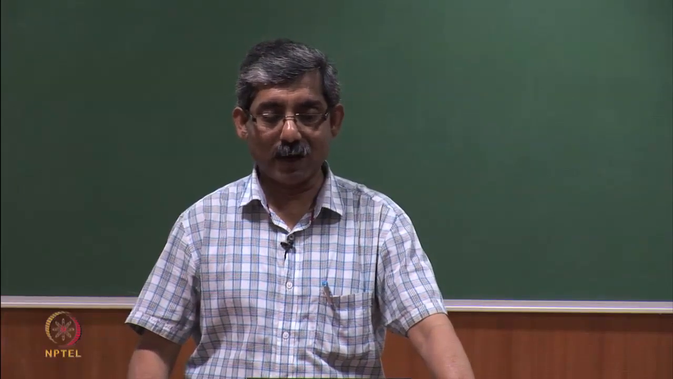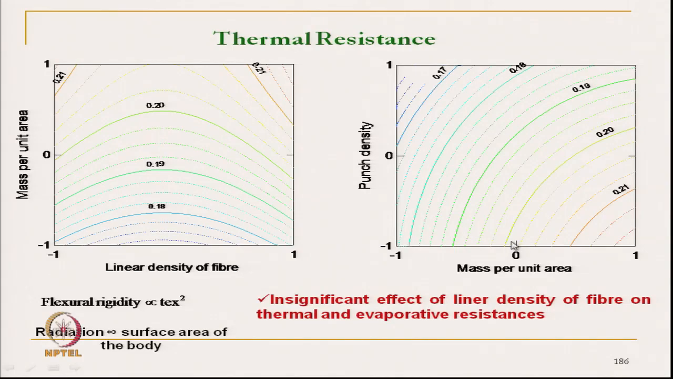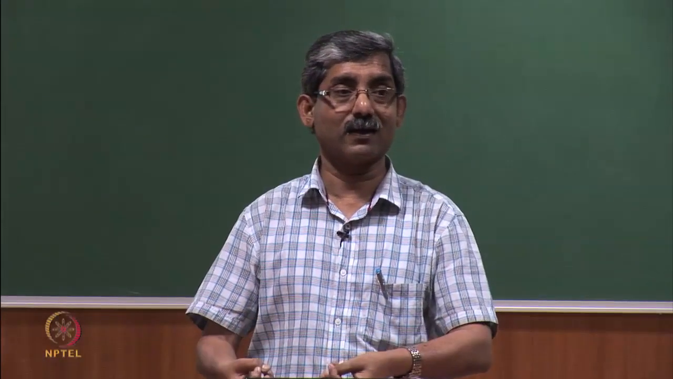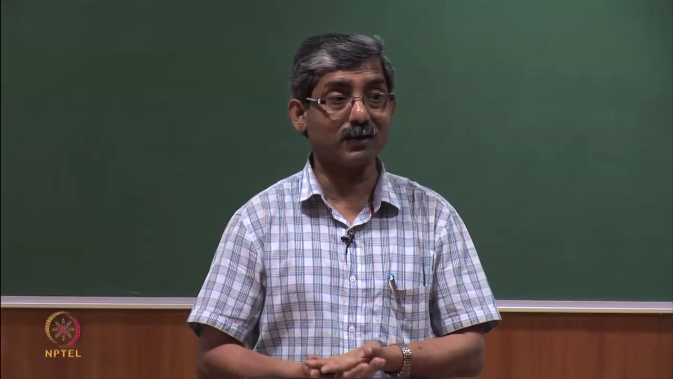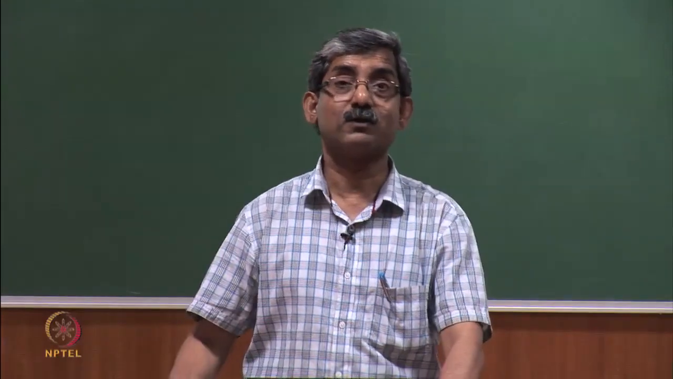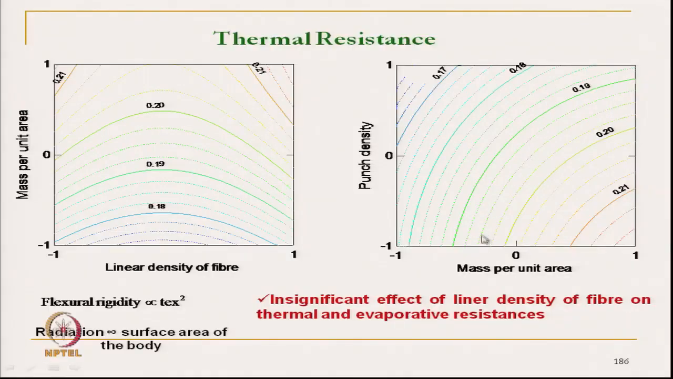With the increase in punch density, a similar trend is observed here. If we increase the punch density, we have observed a reduction in the thermal resistance. The reason is the same, because of entrapped air: the fabric becomes compact, entrapped air quantity is reduced. So, finally, it gives lower thermal resistance.